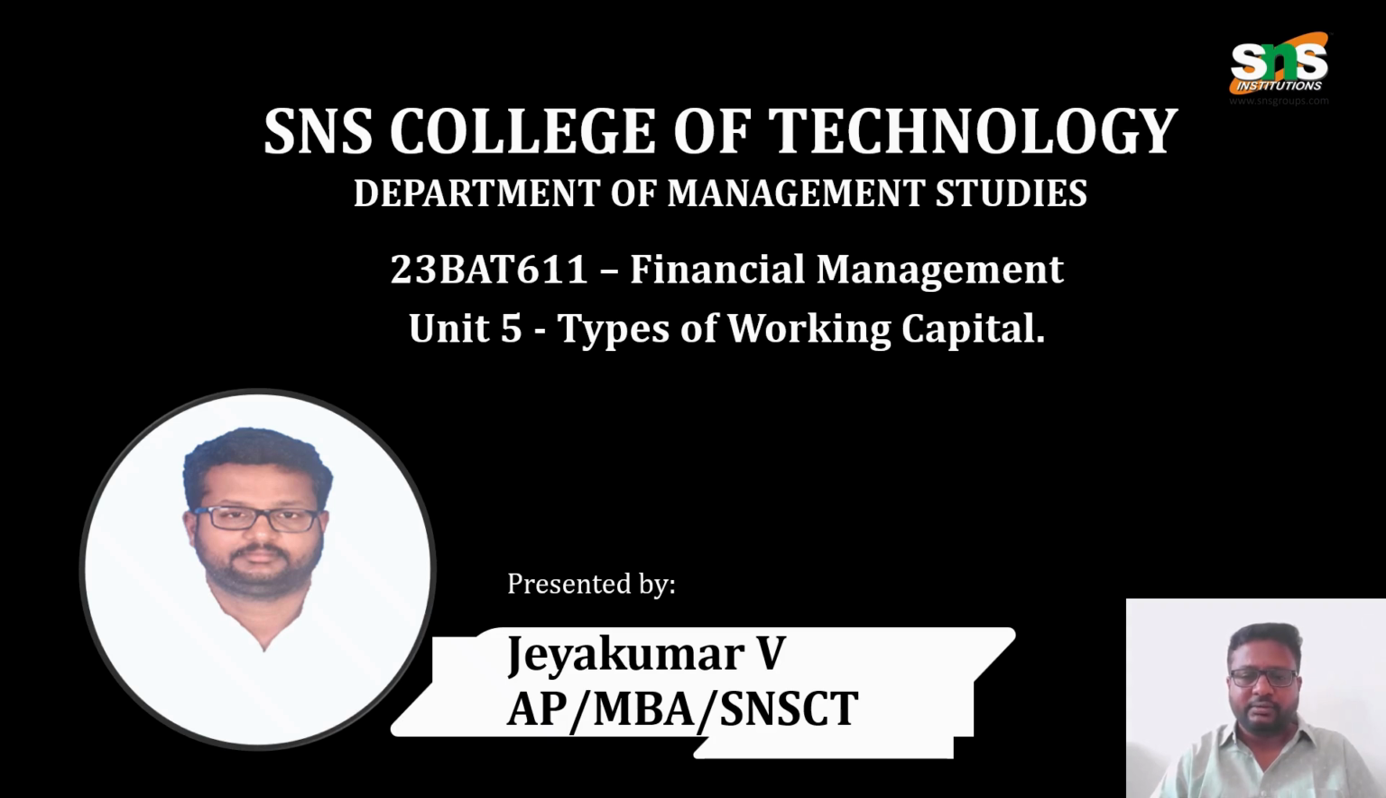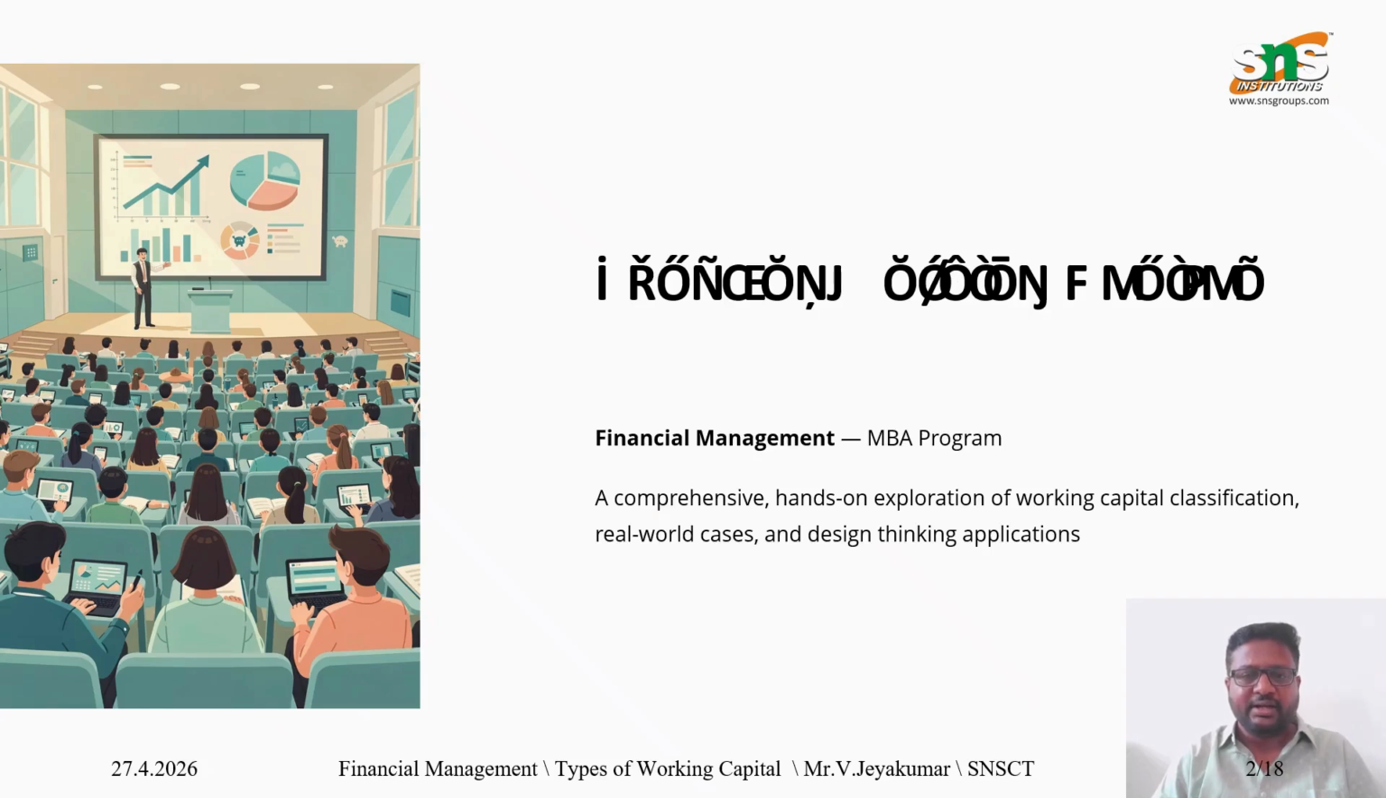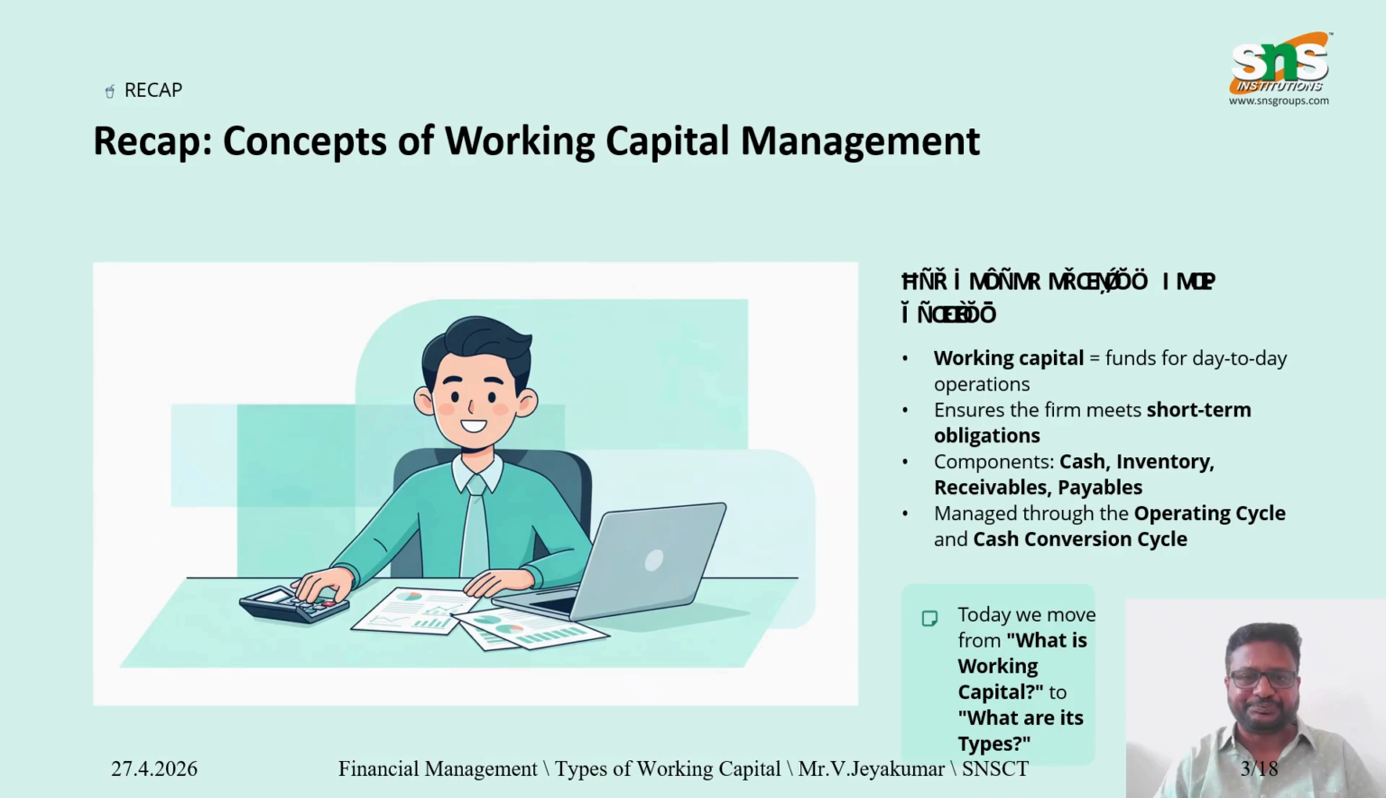Now I am going to explain the topic types of working capital. Before looking into the types of working capital, first let us discuss what is working capital. Working capital is the money used for day-to-day business operations. It is calculated as current assets minus current liabilities. It helps a business pay short-term expenses and debts. Positive working capital shows good financial health, whereas efficient working capital management improves liquidity and smooth operations.